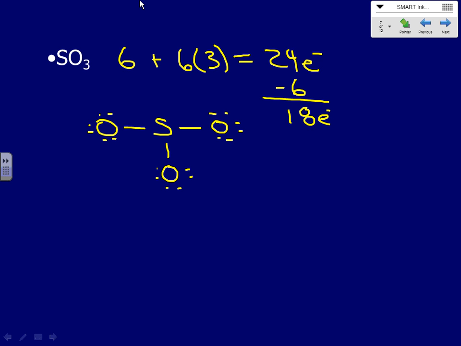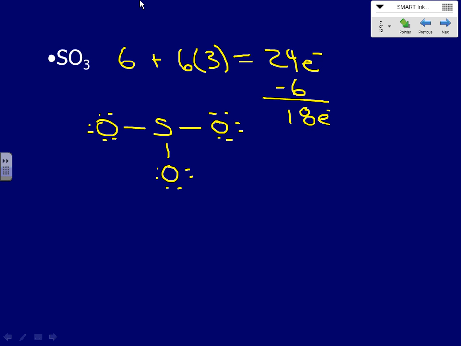I've filled all the oxygens with 8. They're all happy. But you'll notice the sulfur, is it happy? No, it only has 6. Now, the wrong thing would be just to add 2 more dots. But we really don't have any more electrons to add. I started with 24 electrons, and in that structure right now, there are 24 electrons. So I can't add any more dots.